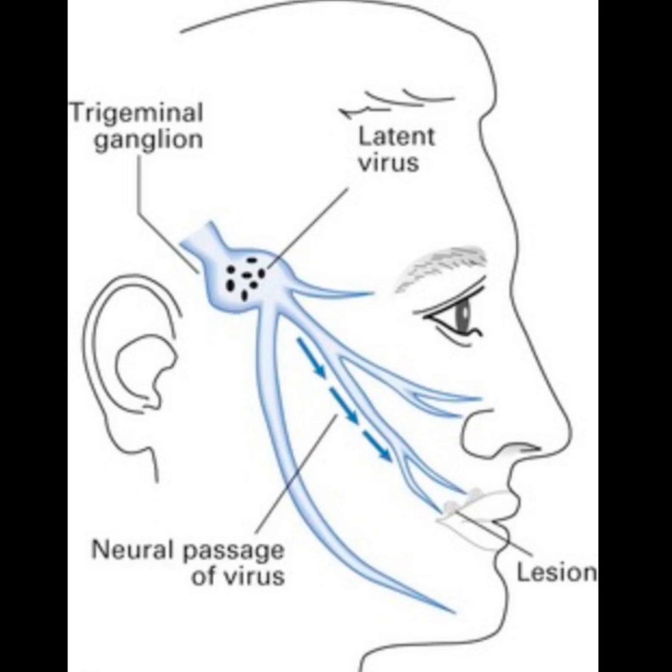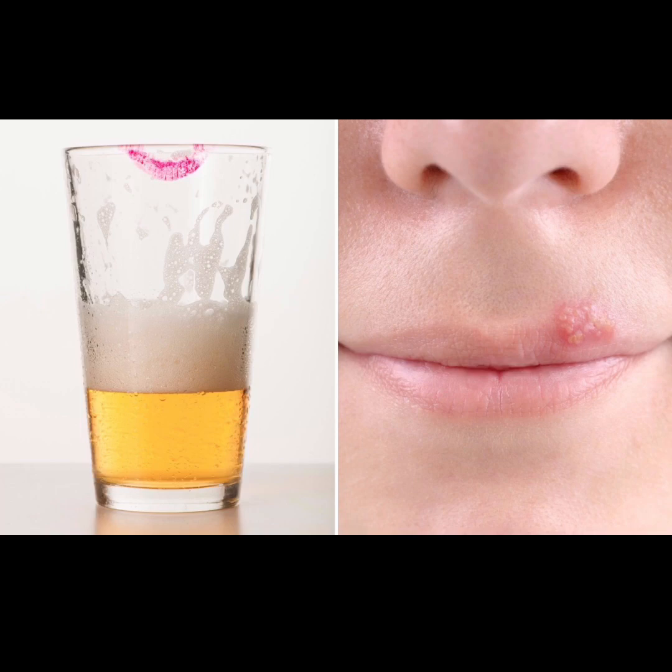HSV1 usually establishes latency in the trigeminal ganglia, thus it is the most common cause of oral infections such as cold sores or fever blisters, and corneal infections such as herpes keratitis. But don't forget, HSV1 can cause genital infections. HSV1 is highly contagious and is usually spread by contact with infected saliva or skin. When an infection is present, it is important not to kiss, touch the infection, or share objects that have been in contact with the infection or the saliva.